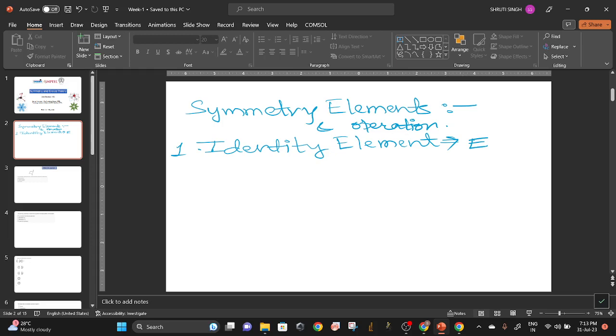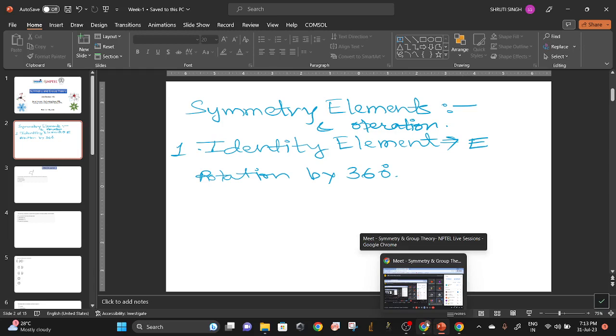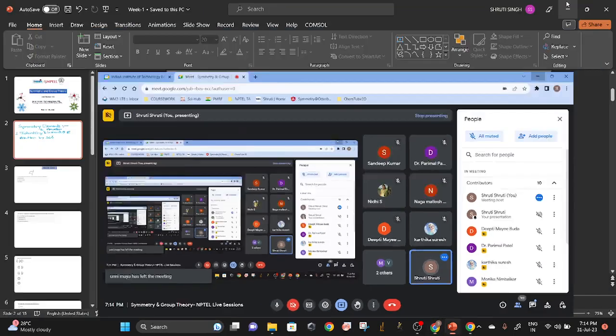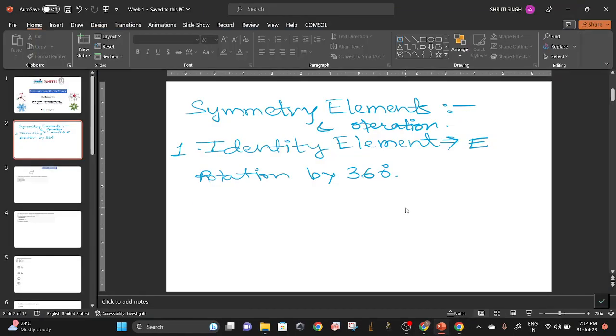Okay, so what does an identity element do? We can think of the identity element as a rotation by 360 degrees. Suppose you are sitting and you make yourself a 360 degree rotation, you will get back to the position you are sitting in now, isn't it? So basically it does nothing to the molecule, but mathematically we can say that it is a rotation by 360 degrees. Why do we need it? To complete the definition of a group.